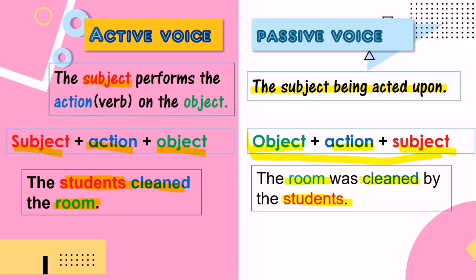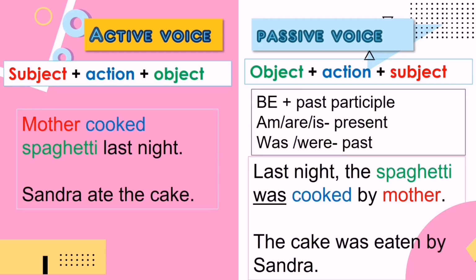Gets? Additional rule. In passive voice, as you have observed in our example, makita ginato nga naay be verb plus past participle. Diba? We already discussed what is past participle. Mao na siya ang ikatulo nga verb. Eat, ate, eaten. So, ingana na ang past participle. Be verb, example, am, are, is in the present. Was or were in the past tense.